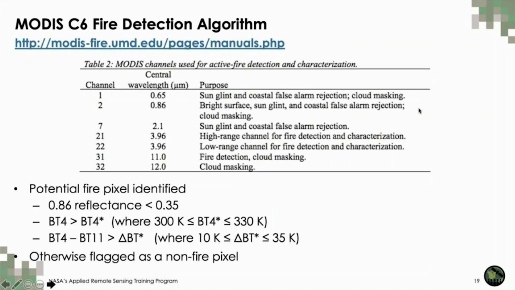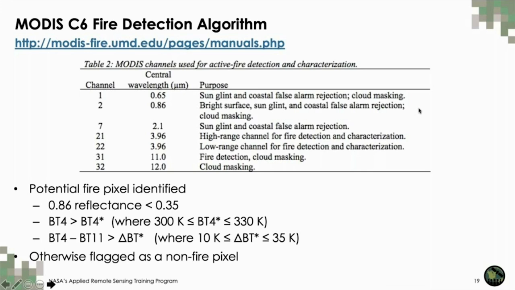Now, here are some more details. Again, I'm not going to get into all the details here, but this is more like a reference slide. If you need to really learn more, that link will provide you a lot more details on the fire detection algorithm. But in brief, we use all these different channels to perform different tasks in the process to detect the fires and confirm that it is fire and not something else.